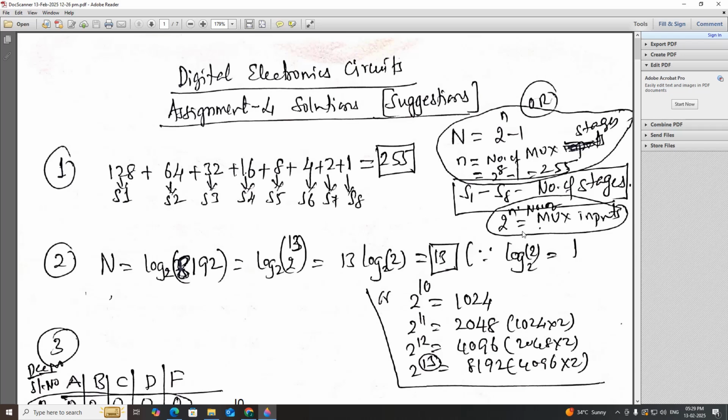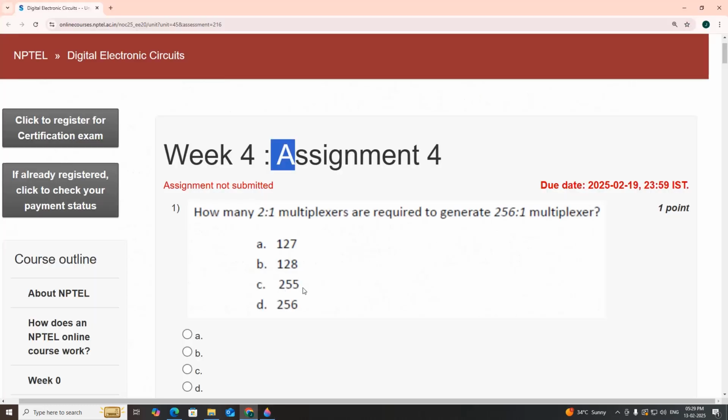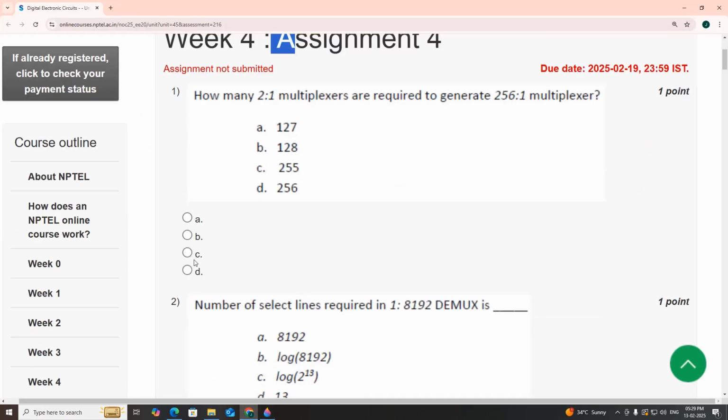So the given 256 you try to express as 2 power 8. 2 power 8 is 256. So minus 1 you will get 255. So it is always 2 power n minus 1 multiplexers that are required if it is a 2:1 multiplexer. So the answer is 255, option C.